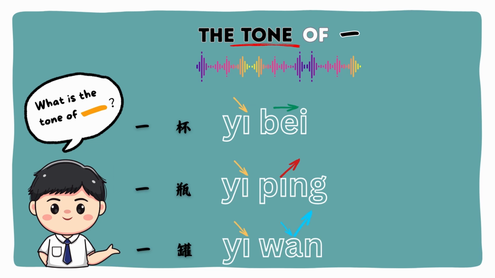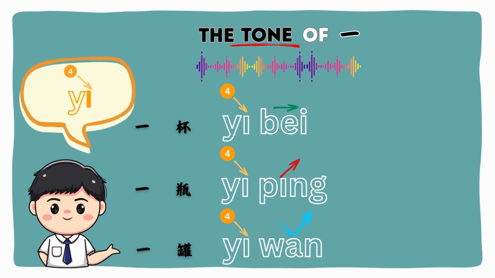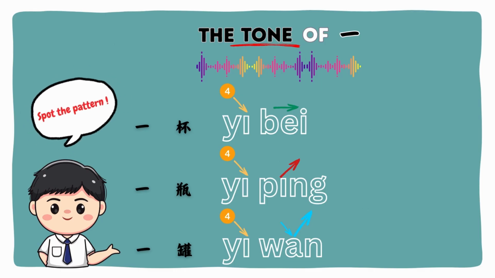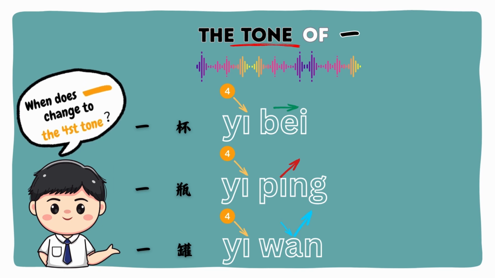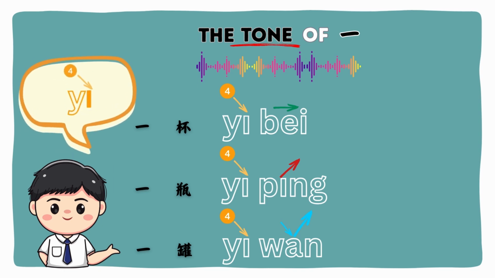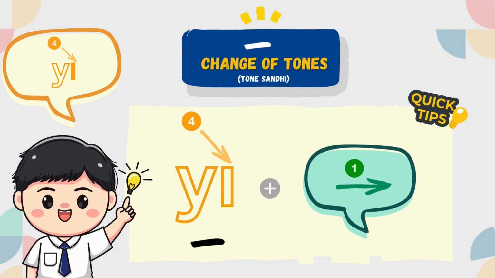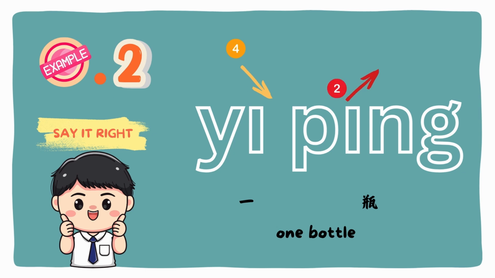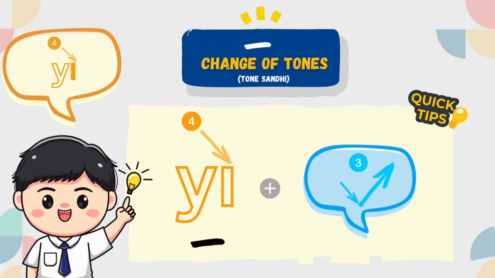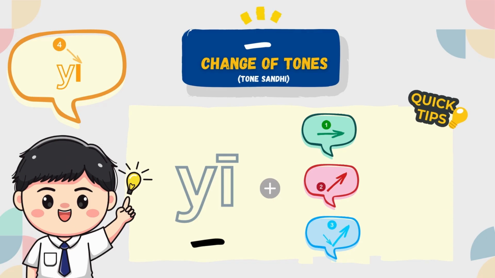Let's take a closer look. For the first three words, we can easily see that yi has changed to the fourth tone, 一. Do you notice any patterns here? When does yi change to the fourth tone? Brilliant! When yi is followed by the first tone, as in 杯, the second tone, as in 瓶, or the third tone, as in 碗, yi is pronounced as 一.